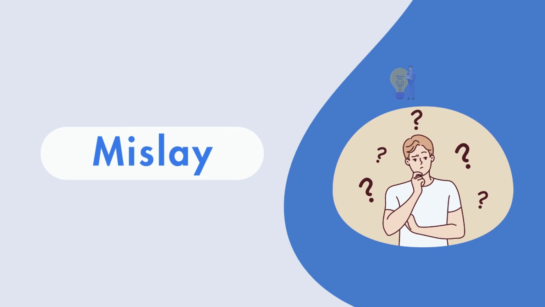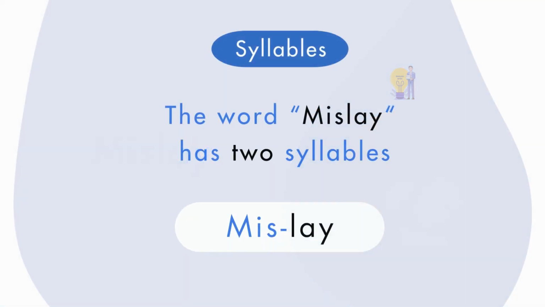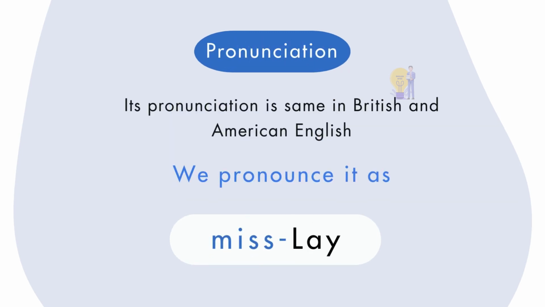In this video, we are discussing the word Mislay. Mislay has two syllables and we pronounce it as Mislay, Mislay, Mislay.